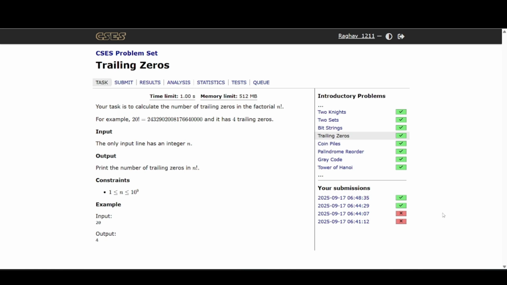Hello everyone. So today we are going to discuss the next problem of our CSES problem set. Its name is trailing zeros. Here we have to calculate the number of trailing zeros at the end of n factorial. So n will be given to us.